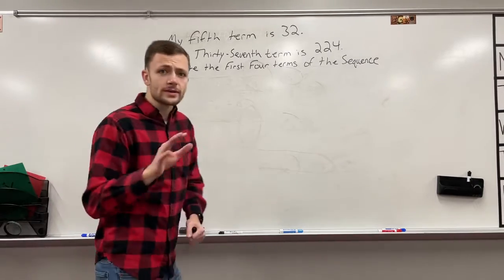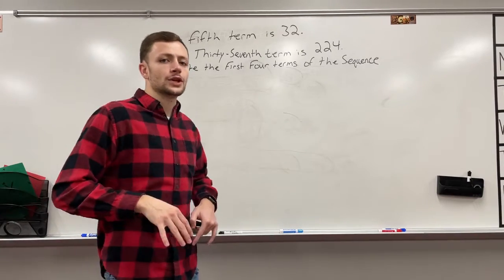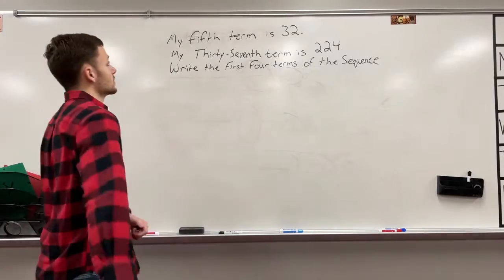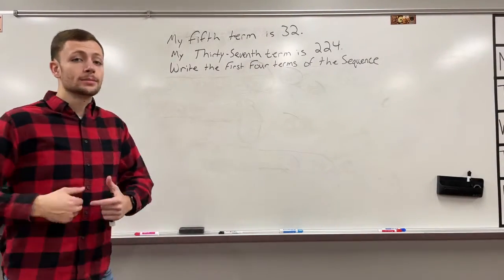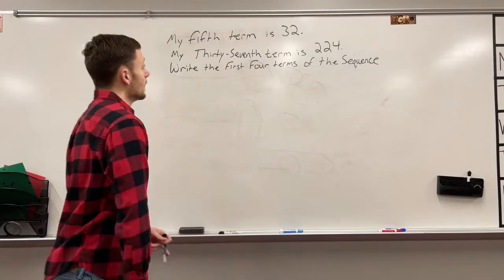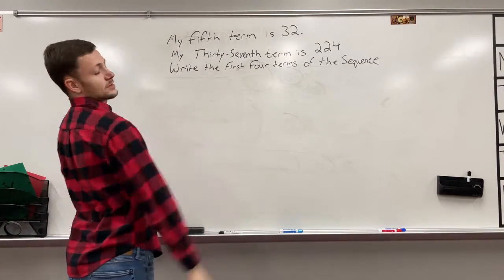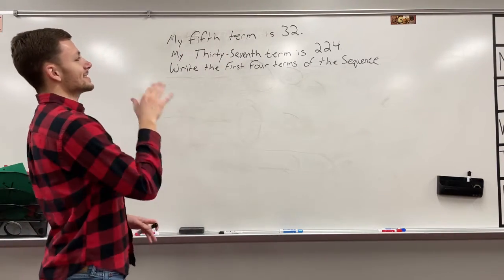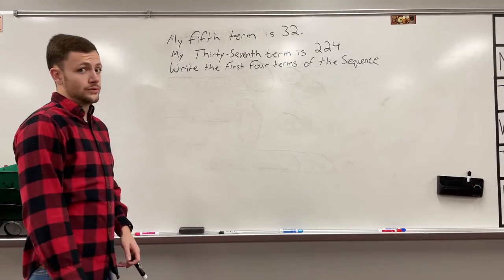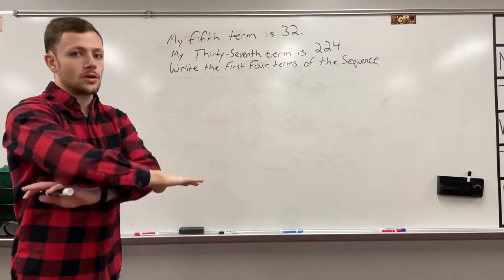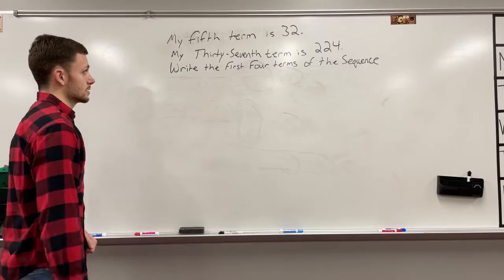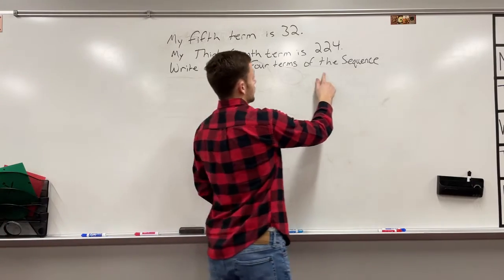Okay, so this is very similar to what we did in an earlier video, but we're adding an extra step. We're going to assume that this sequence is arithmetic, meaning that there is a common difference. We know that my fifth term is 32. My 37th term is 224. So I've got two terms that are said to be a part of the same sequence. I need to write the first four terms of the sequence.